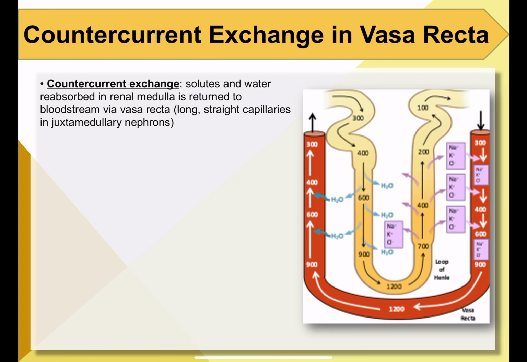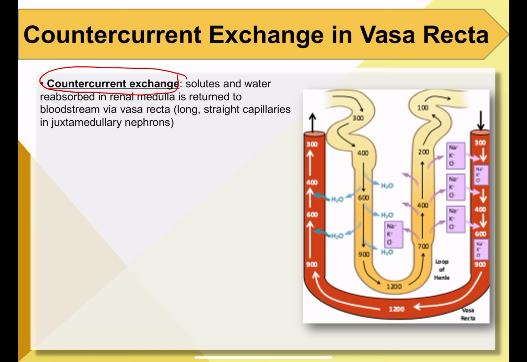Okay, so the next type of exchange we need to talk about is what happens in the vasa recta, which was the capillary that surrounds our juxtamedullary nephron. Remember, we said this is a very special capillary, and it wraps around that long loop of Henle of the juxtamedullary nephron going into the renal medulla area. It is similar to what was happening within the loop of Henle and peritubular fluid with countercurrent multiplication, but what happens in the vasa recta is called countercurrent exchange. So make sure you don't mistake countercurrent multiplication with countercurrent exchange. Make sure you don't mix these two up.